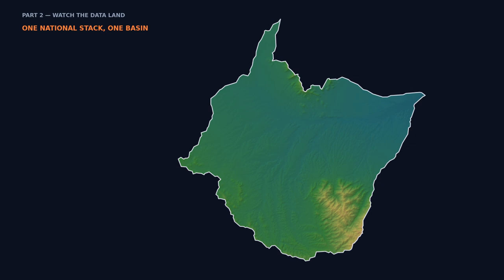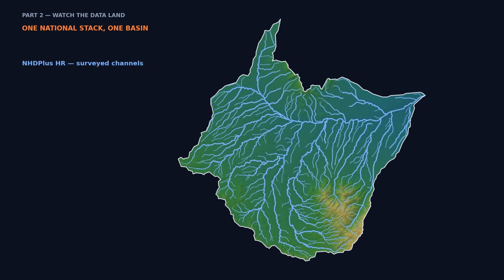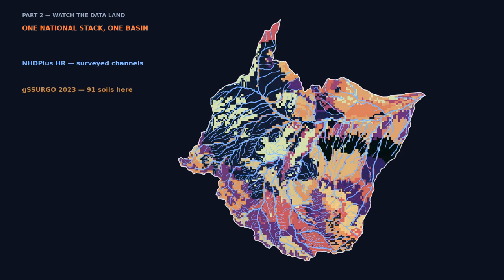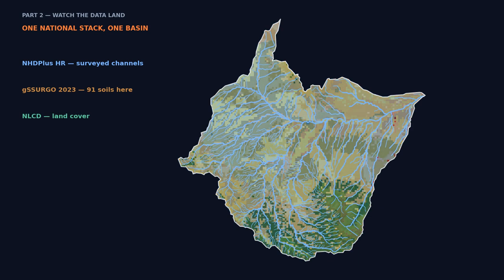Now watch the national data land on the basin, layer by layer. The channel network comes from NHD plus high resolution, surveyed, not guessed. The soils drape on from gSSURGO, the 2023 National Survey. 91 soil types in this basin alone.